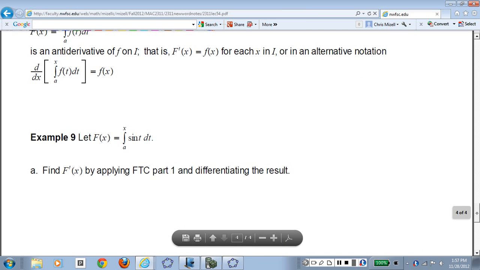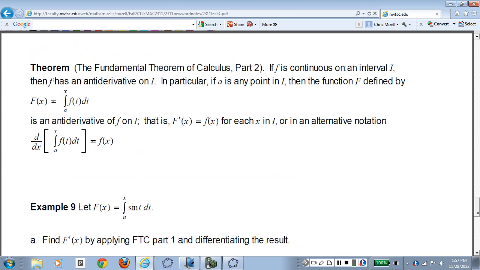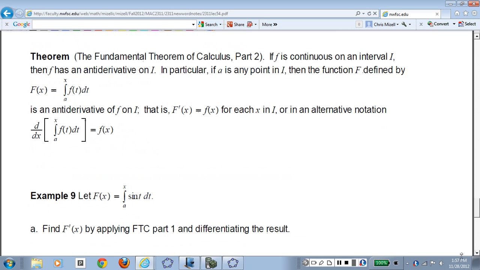Fundamental theorem of calculus, part 2. If f is continuous on an interval I, then f has an antiderivative on I. Well, much can probably be said here. If a function is continuous, does it necessarily have a derivative on an interval? If a function is continuous, like the absolute value function, it's not necessarily differentiable. But if a function is continuous, the theorem says that it does have an antiderivative.